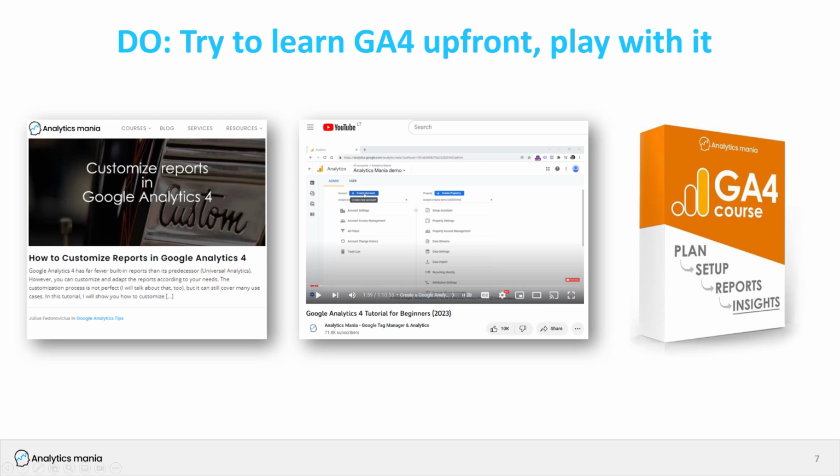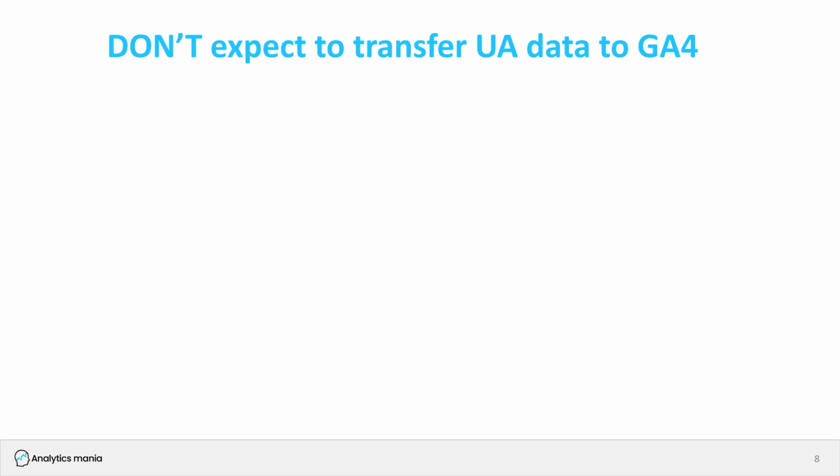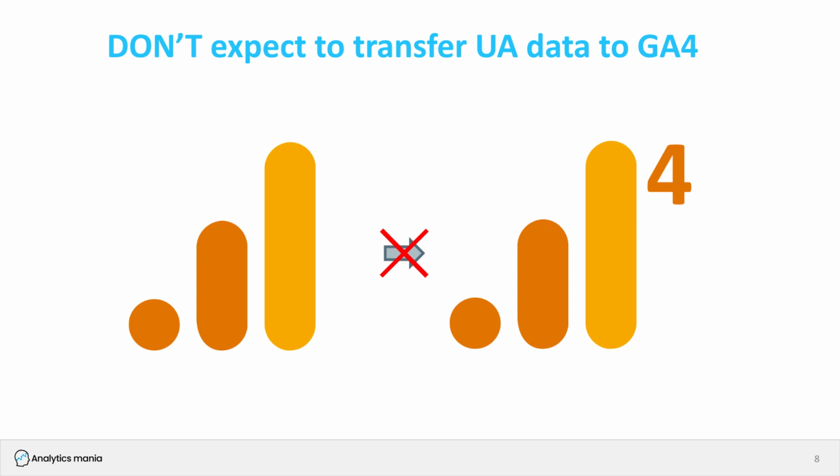For example, the first expectation should be that you will not be able to transfer your historic Universal Analytics data to Google Analytics 4. These platforms are very different, and because of the differences in data model, you cannot simply export data from UA and then put it into GA4. Even if at some point in the near future Google comes up with some workaround, I'm more than sure that there will be so many caveats to that process that eventually there will not be that much benefit in exporting and importing data.